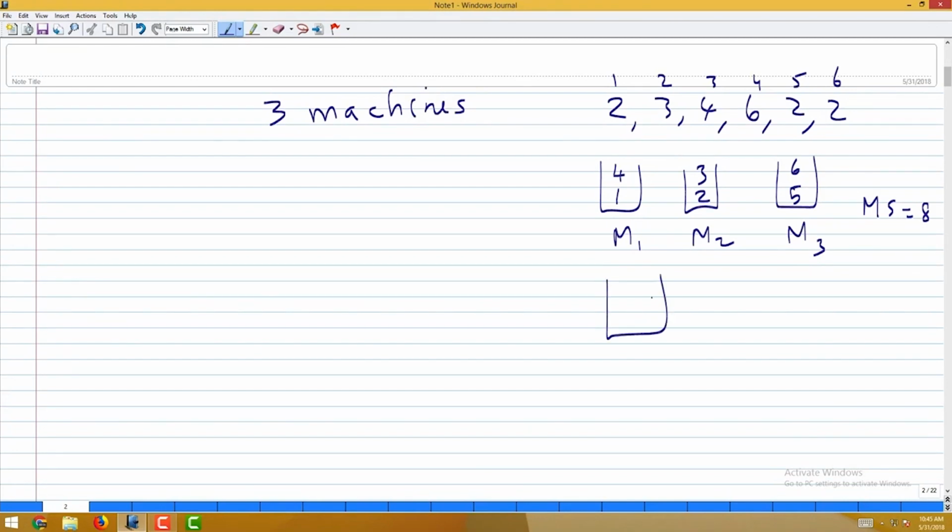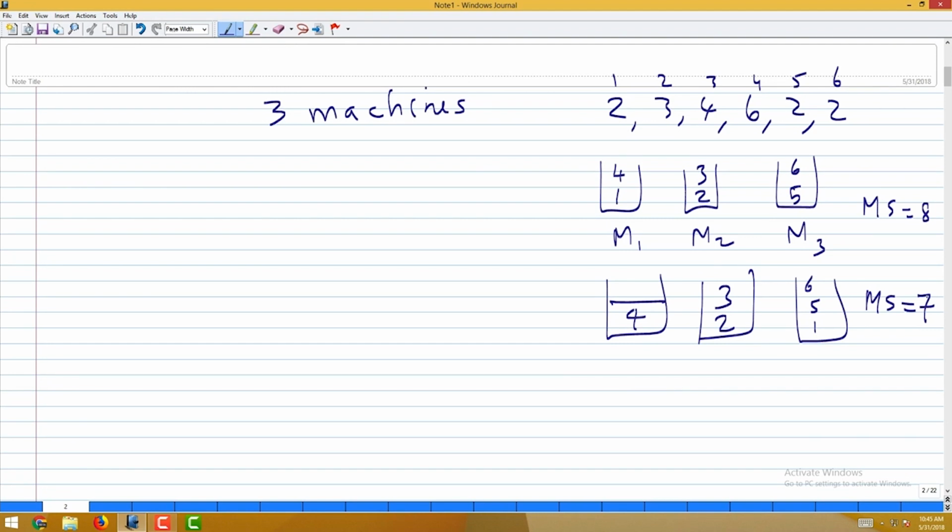Right. Suppose I do the following assignment. So, maybe just job 4 alone here, 2 and 3 here, and 1, 5, 6 here. What is the make span? 7, right. So, you understand the goal now, right. You have these 6 jobs, 3 machines, you want to assign them such that no machine is heavily loaded, and you want to minimize the make span.